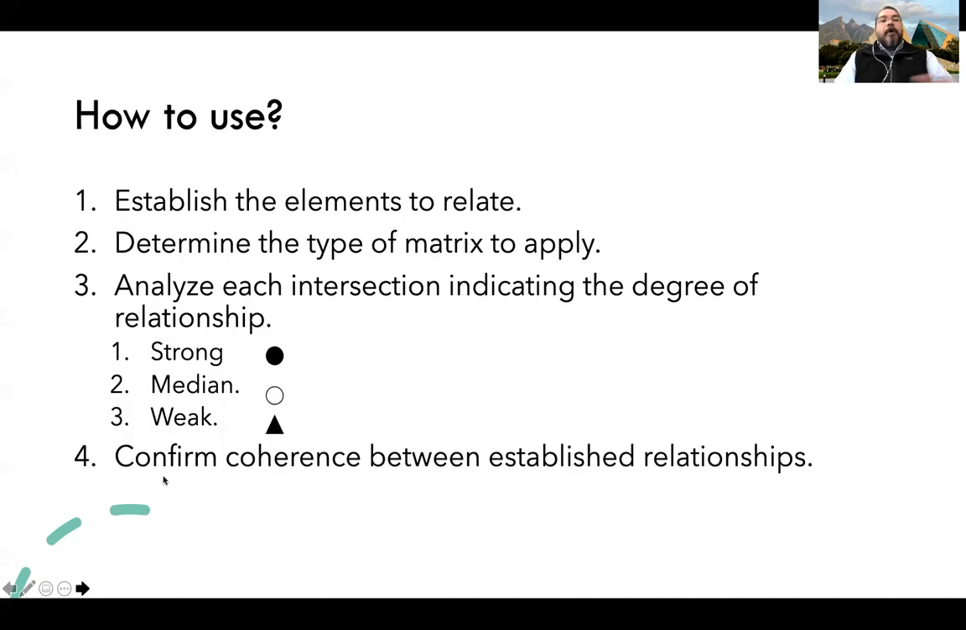How are we going to use it? We are going to establish the elements to relate, to determine the type of matrix to apply. We are going to analyze each intersection of the matrix, indicating the degree of a relationship, whether it's strong, medium, or weak, and we are going to confirm coherence between established relationships. It's not just to do the activity just to do it, but we are trying to identify coherent relations so we can have a more efficient implementation of our solution.